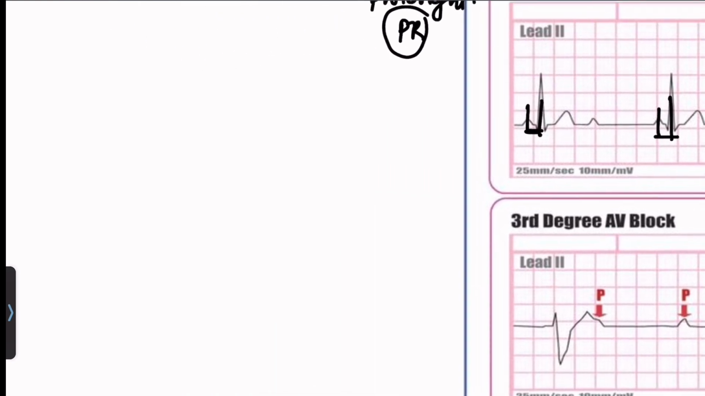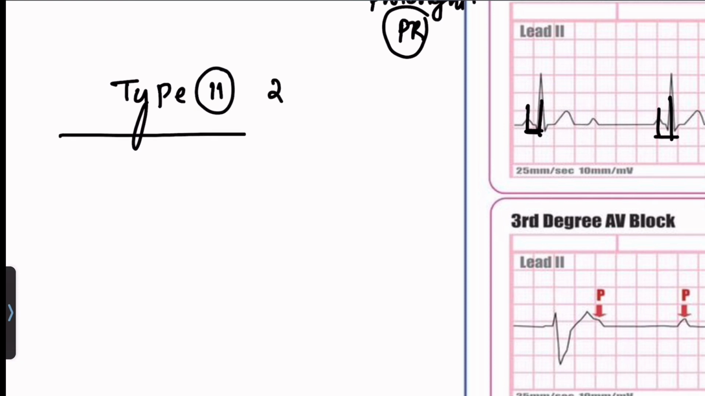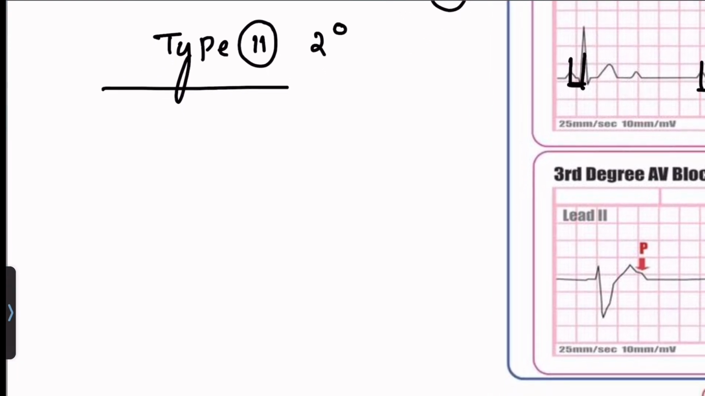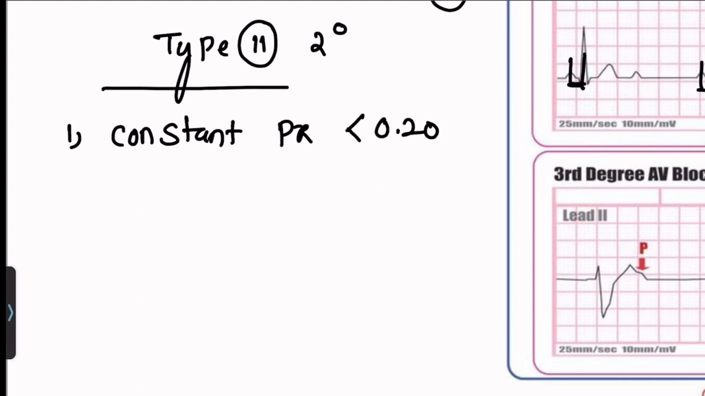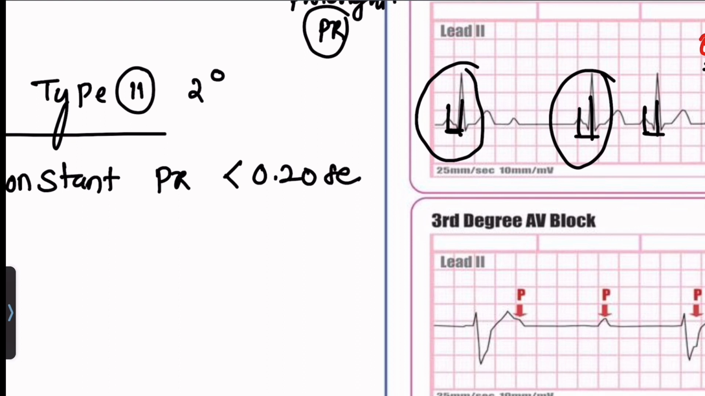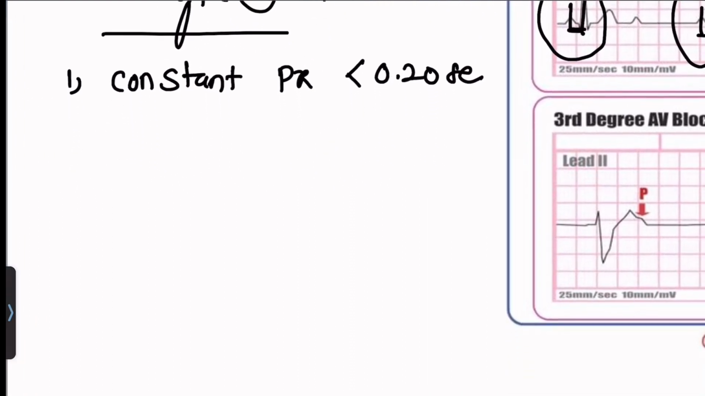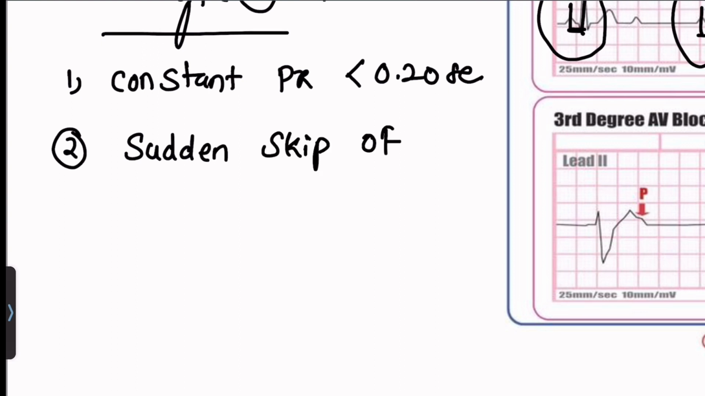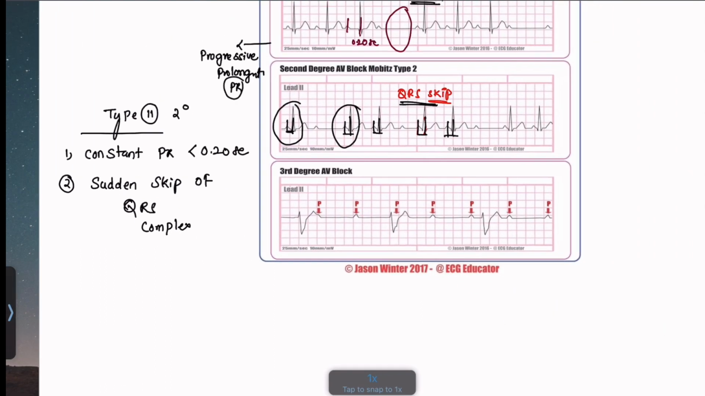So how will you define type 2 second degree heart block? First, a constant PR interval that is less than 0.20 seconds. You can see it is a normal PR interval, less than 0.20 seconds. And the second thing is a sudden skip of QRS complex. Sudden skippage of QRS complex.